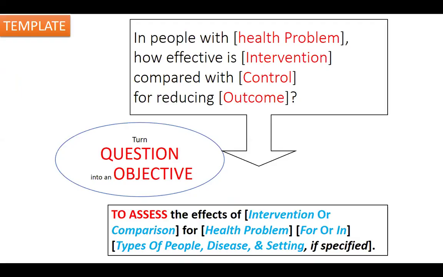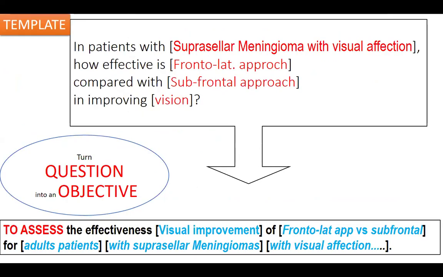Let me give an example for you to understand. So you say, in people with a health problem, that is the P. How effective, you take an intervention and then a comparator in reducing the outcome. You turn this question into an objective: to assess the effect of the intervention or the comparator for the health problem, and you choose the group of persons that you're going to focus on, the disease or the setting. So let's take a very simple example, which everybody can easily understand.